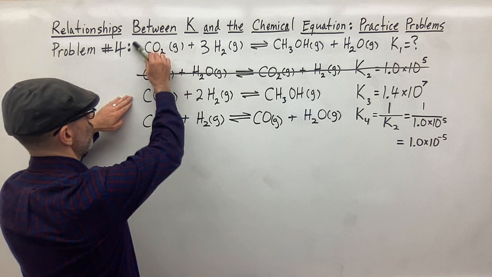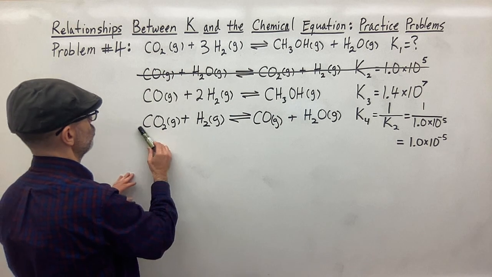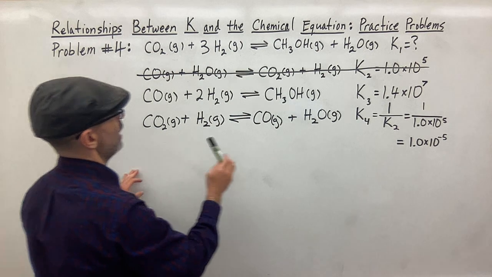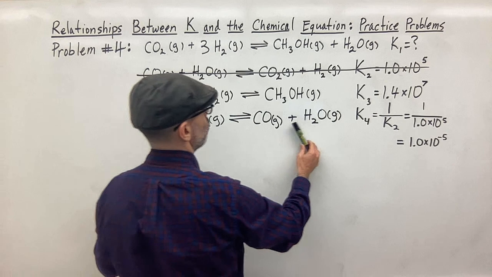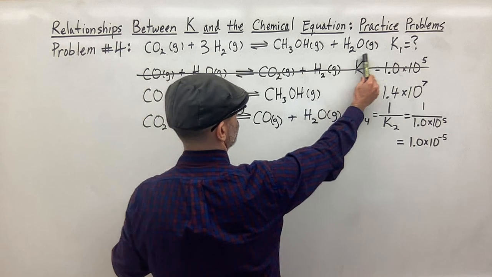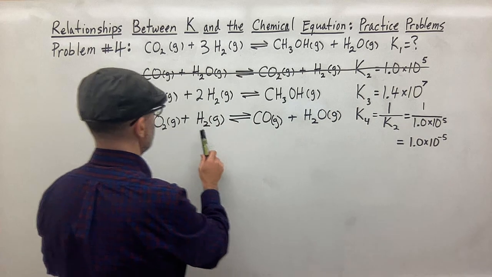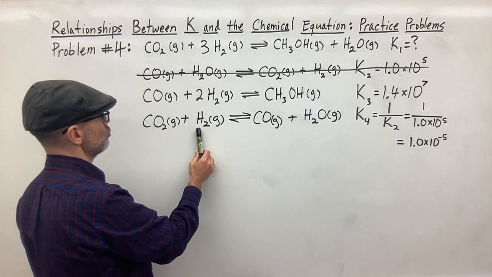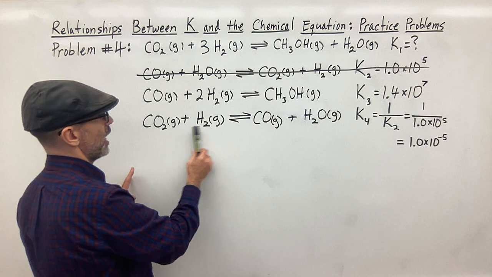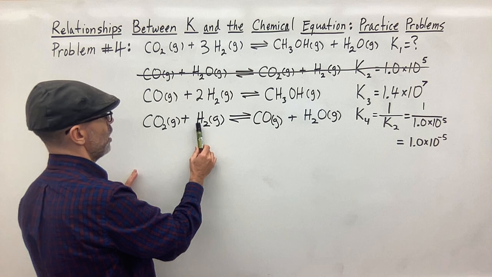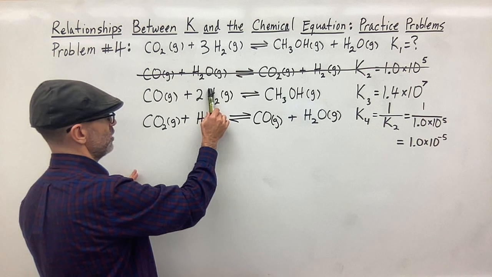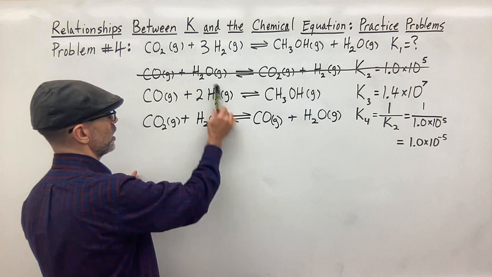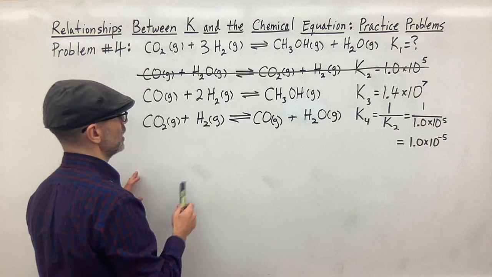So I have CO2 with a 1. I have CO2 with a 1. I have over here water with a 1. I have water with a 1. Here I have CH2, but it's only got 1 there. But notice I have 2 here. So these 2 plus this one gives me 3. So I have 3. Excellent.